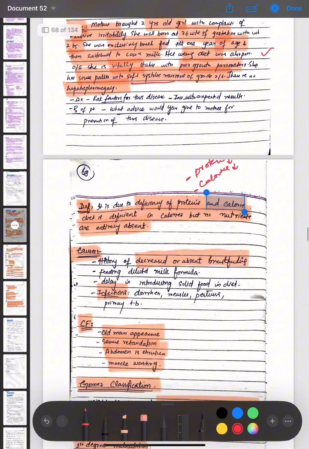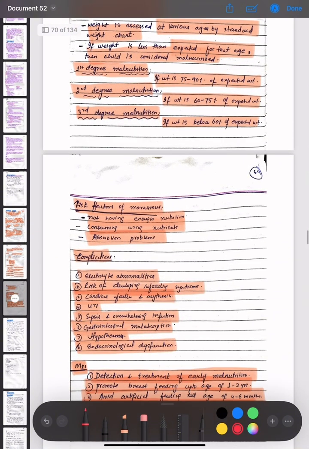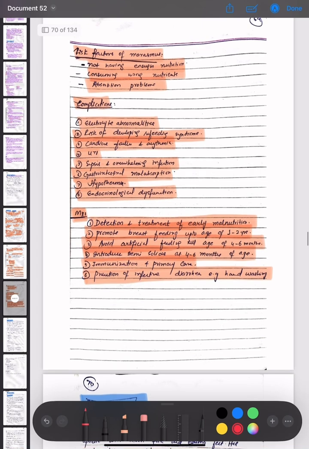So this is marasmus. We have discussed the definition, then the causes, the clinical features, then the Gomez classification, which contains the first, second, and third degree marasmus. And then we have discussed the risk factors, the complications, and management.